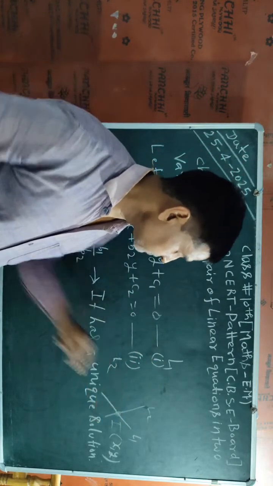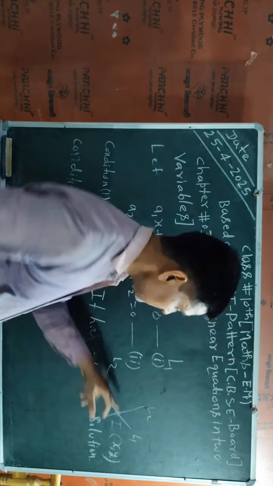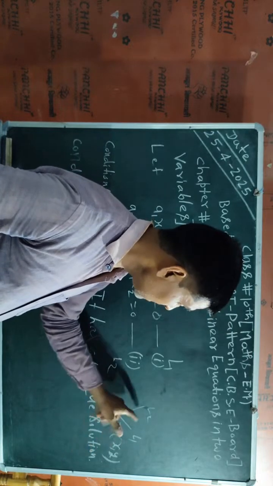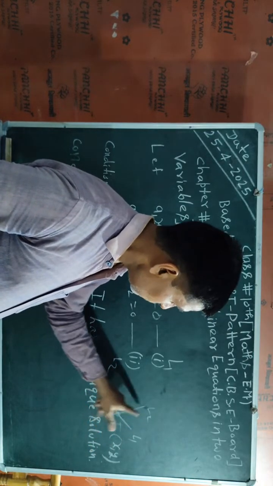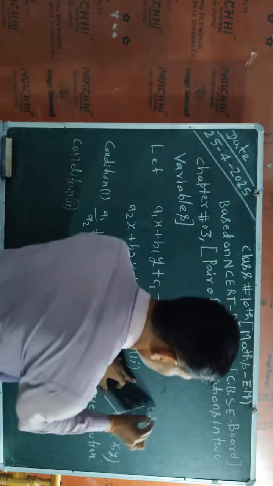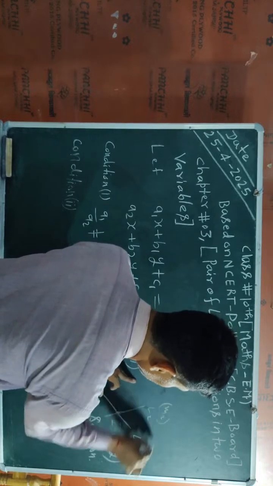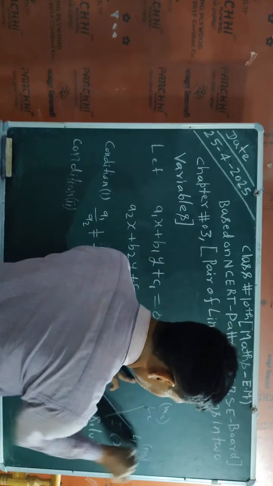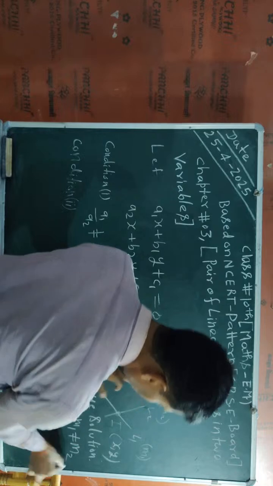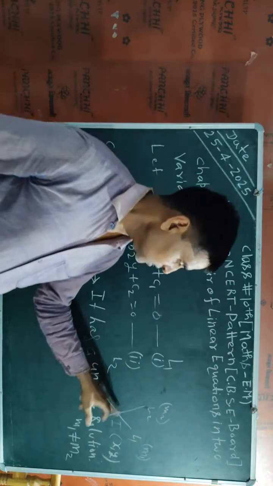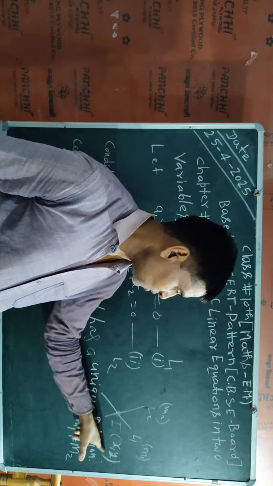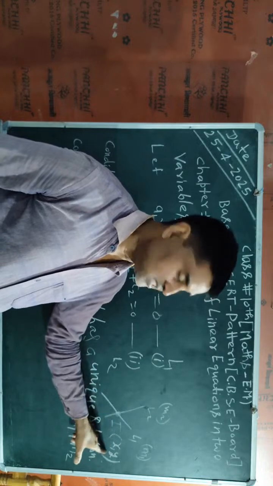Both lines are intersecting at a point I, whose coordinates are x comma y. One line has slope m1 and the other line has slope m2. This line has slope m2 and this line has slope m1. It means that m1 is not equal to m2, so both lines will intersect at a certain point. So I will get the coordinate point x comma y. This is the x coordinate and this is the y coordinate.